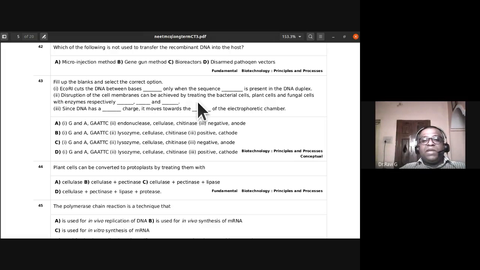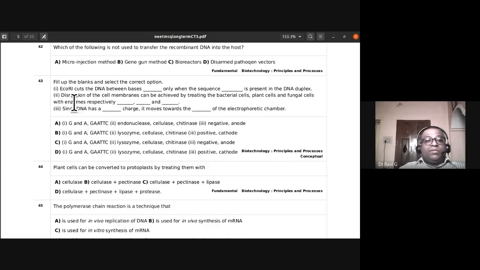Disruption of the cell membranes can be achieved by treating the bacterial cells, plant cells, and fungal cells with enzymes respectively. So how can bacterial cells be disintegrated? Lysozyme. Plant cells with cellulase, fungal cells with chitinase. Okay, so that is the right answer. So G and A, GAATTC, lysozyme, cellulase, chitinase.